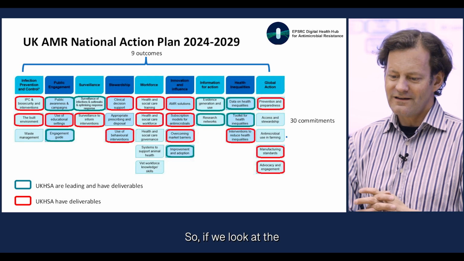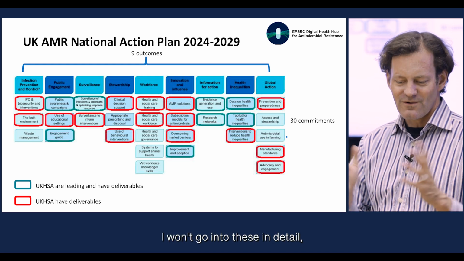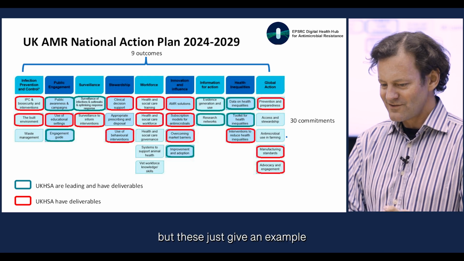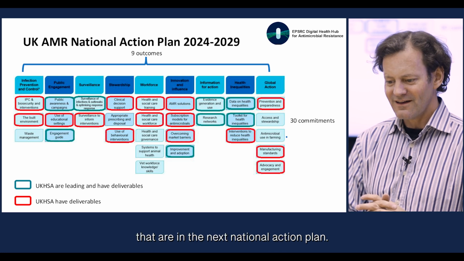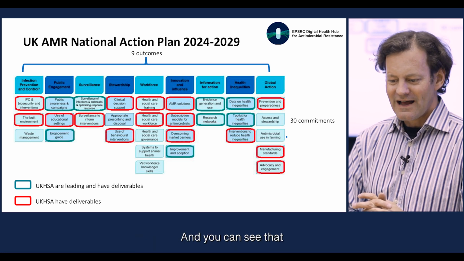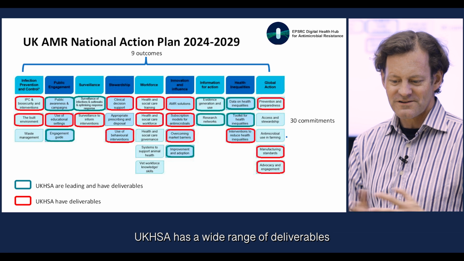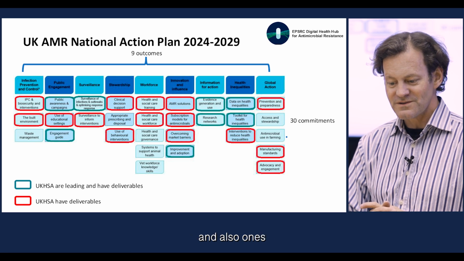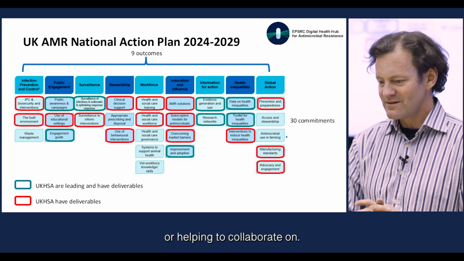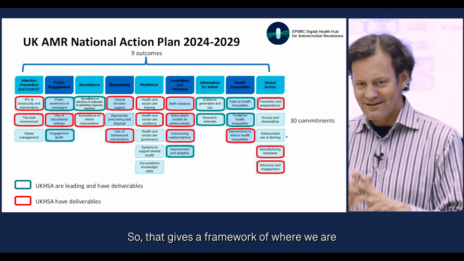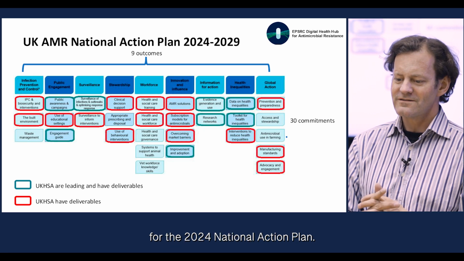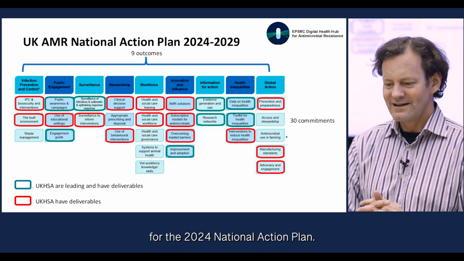So if we look at the 30 commitments, I won't go into these in detail, but these just give an example of all the different commitments that are in the next National Action Plan. And you can see that UKHSA has got a wide range of deliverables that we both own and also ones that we are leading or helping collaborate on. So that gives a framework of where we are for the 2024 National Action Plan.